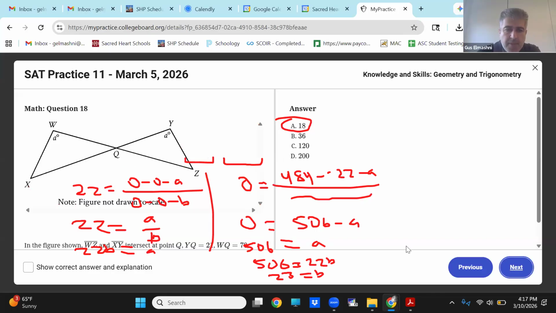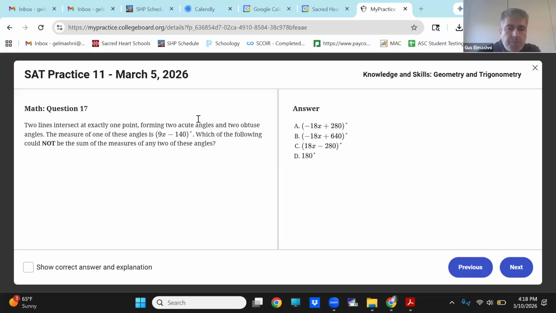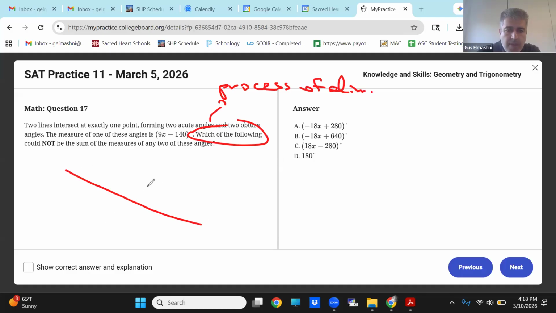Drawing diagrams, I think that's another good one I want to talk about. And process of elimination, especially when you see the phrase "which of the following." That's usually going to be a process of elimination. So they say they have two lines that intersect, and one of the angles is 9x minus 140. So I would expect this also to be 9x minus 140 because it's right across.